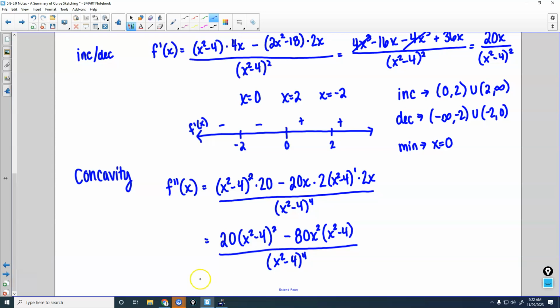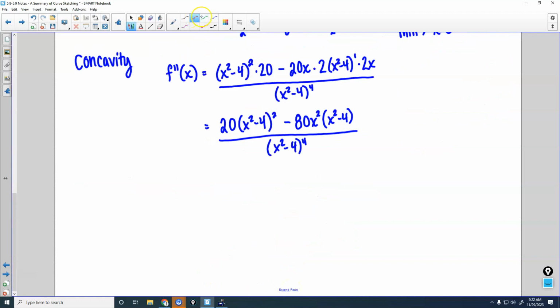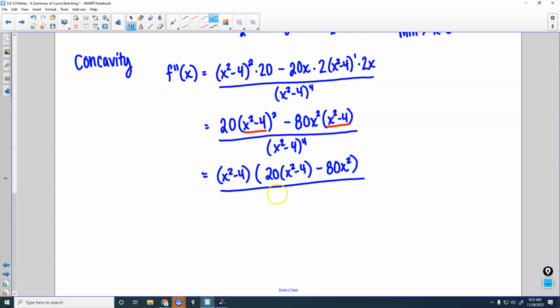And so, because you have those x squared minus 4s right there, I would factor one of those out. So you will have an x squared minus 4 times 20 times x squared minus 4 minus 80 x squared over x squared minus 4 to the 4th. And then this x squared minus 4 can cancel with one of your x squared minus 4s that's in the bottom.